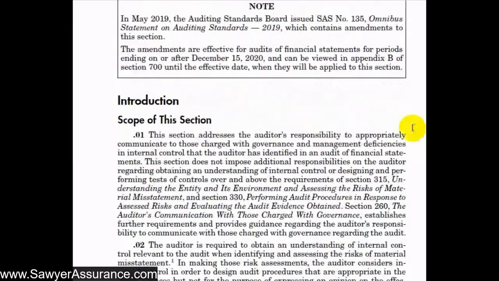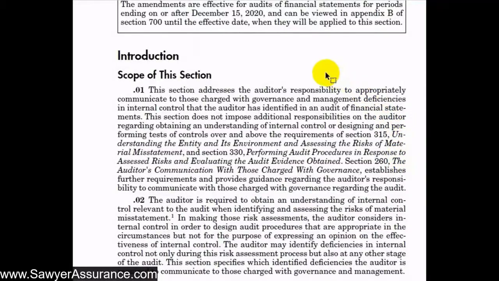AUC section. And so this AUC Section 265 addresses our responsibility to appropriately communicate to those charged with governance and management deficiencies in internal control that we identify in the audit of financial statements. And this does not necessarily impose additional responsibilities on us beyond AUC Section 315, where we gain an understanding of the entity and assess risk, or 330, where we perform audit procedures or evaluate the audit evidence obtained.